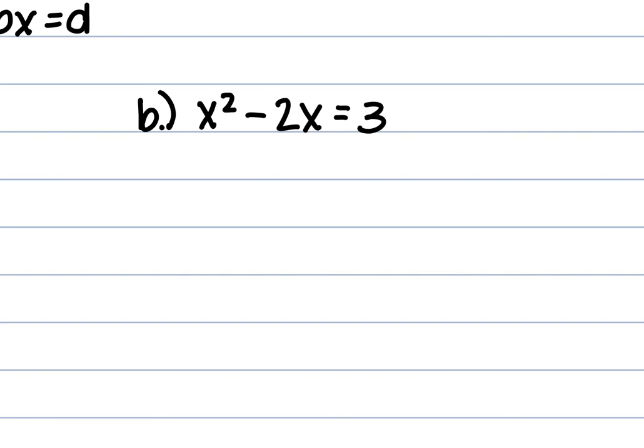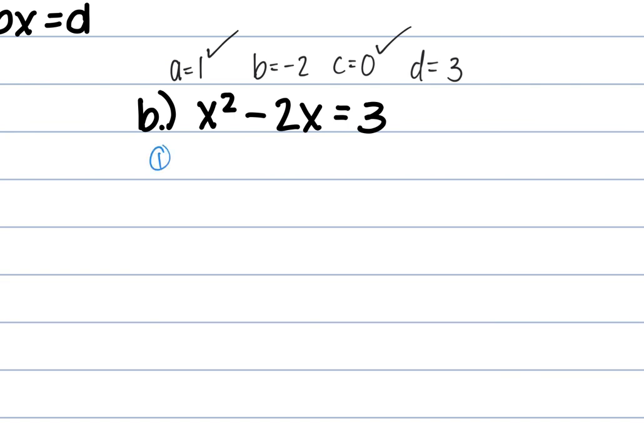B. What do I do? A, B, C, baby. A is equal to 1. B is equal to negative 2. C is equal to 0. And what do I add here? D equals 3. Can I complete the square with these numbers? Why? A is 1 and C is 0, and it's not in standard form. We good?